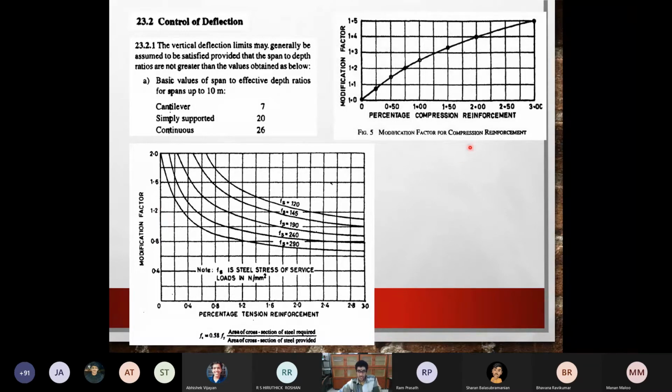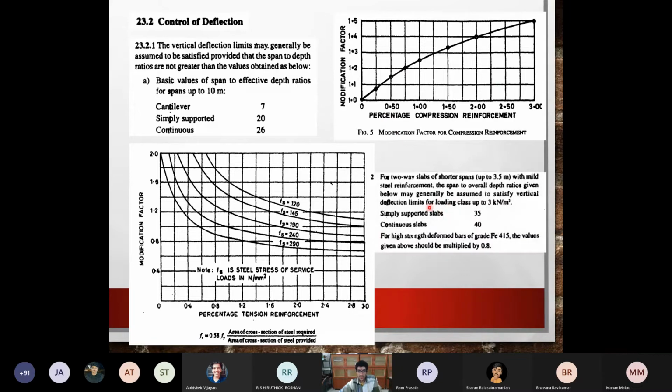And if you give compression reinforcement in addition to tension reinforcement, then you have another modification factor, which depends on the percentage of compression reinforcement. So similarly, this is for beams. Similarly, for slabs also you have effective span to depth ratios. So for beam it is 20 and 26. Here it is a little bit more, 35 or 40, like that.